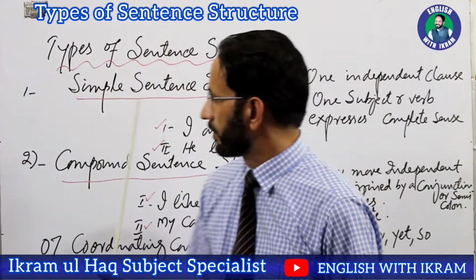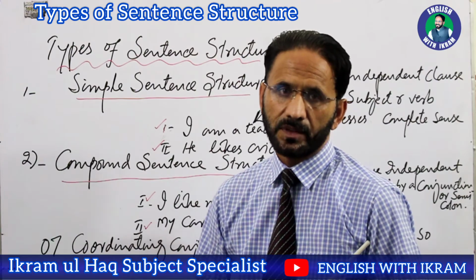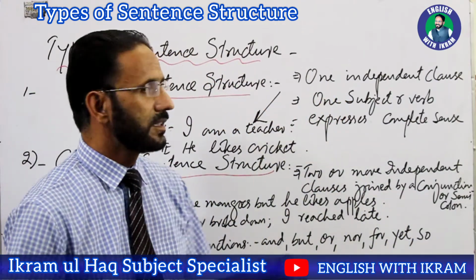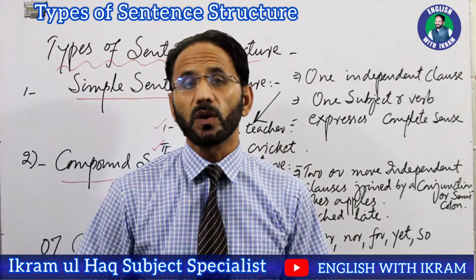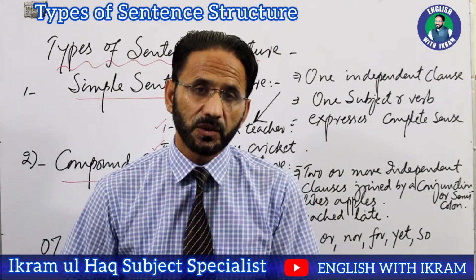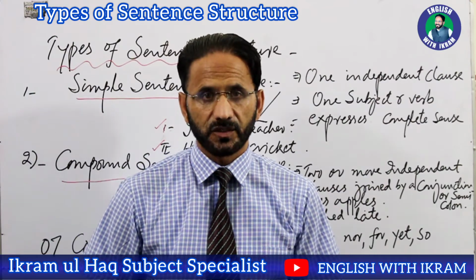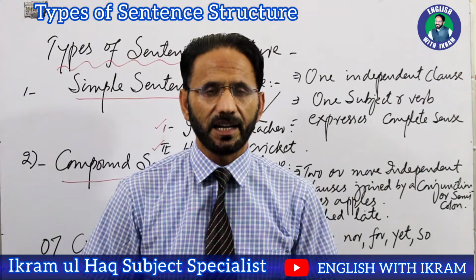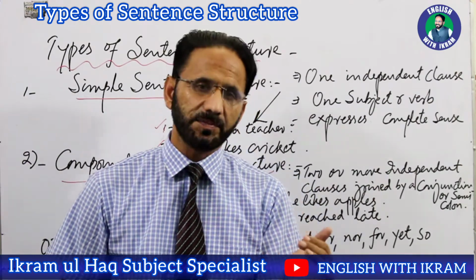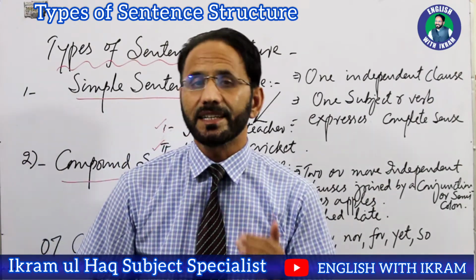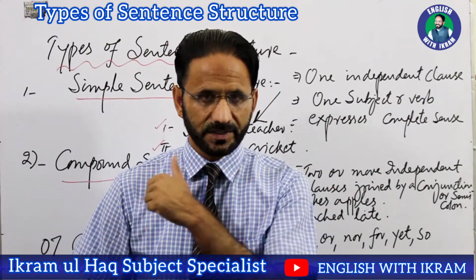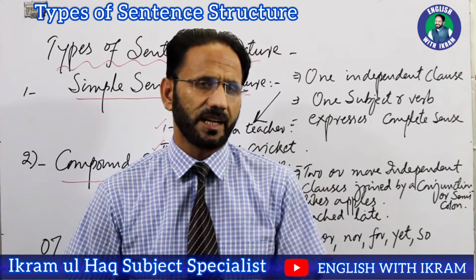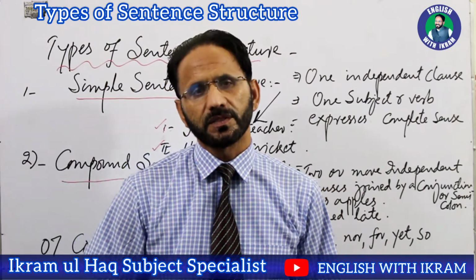Number 2, compound sentence. What is a compound sentence? A compound sentence is the combination of two or more than two independent clauses joined by a conjunction or a semicolon. A coordinating conjunction. I have discussed different types of conjunction in detail. I will give the link of that video of sentence structure and the video of different types of conjunction in the description of this video.